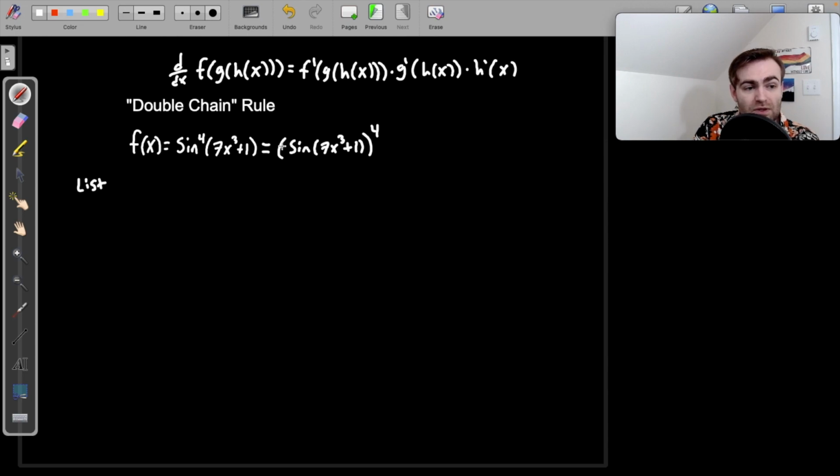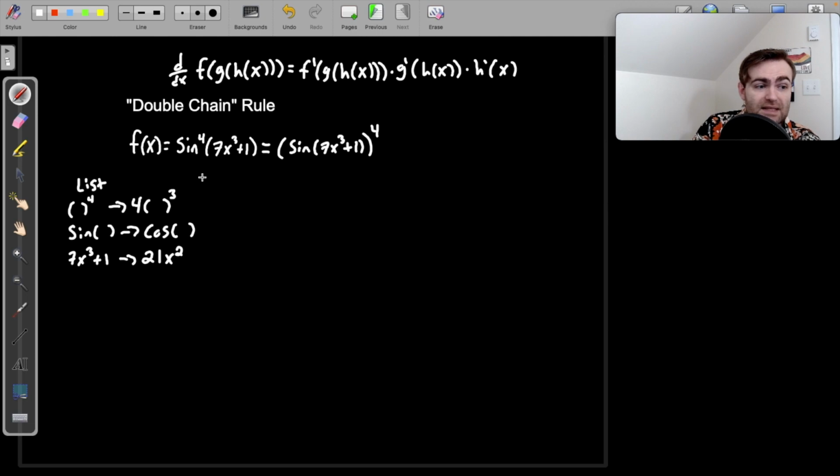So the outermost function is something to the fourth power. Inside of that is this sine function, and inside of that is this 7x cubed plus 1. The derivative of something to the fourth power is 4 times that something to the third power. The derivative of sine is cosine. And the derivative of 7x cubed plus 1 would be 21x squared. So let's set that up. Let's set up the chain rule here.